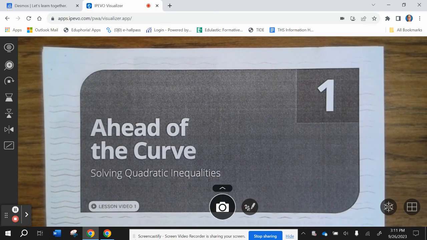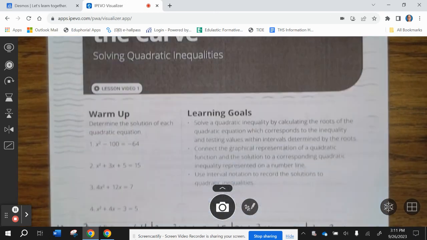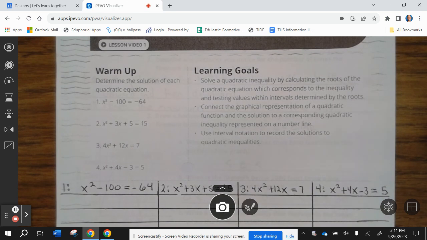Ahead of the curve, solving quadratic inequalities. All right, warm up. Determine the solution of each quadratic equation.